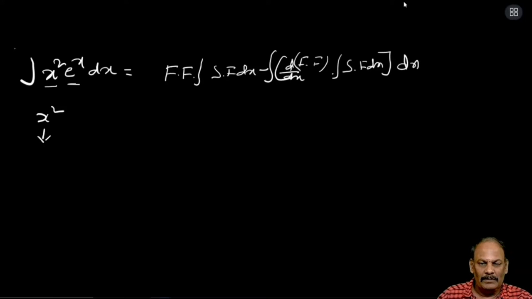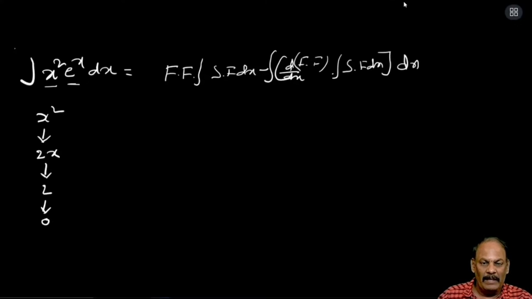Differentiate it. X square differentiation is how much? 2x. Again, differentiate it. 2x differentiation is 2. Again, differentiate it. Constant differentiation is 0. Which function is reducing to 0 while continuing the differentiation? That function is the first function. Automatically the second one is the second function.